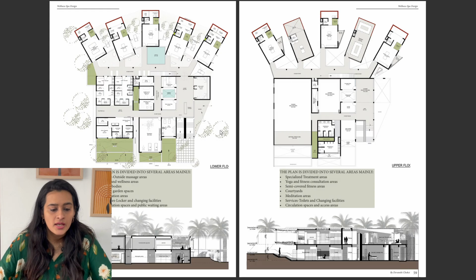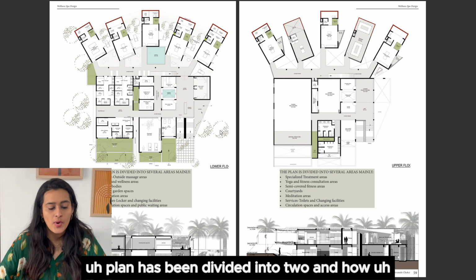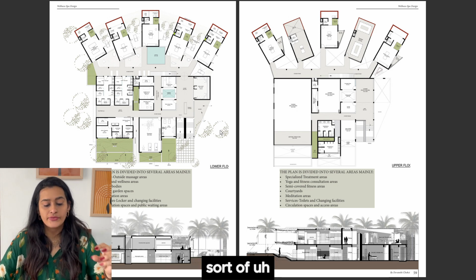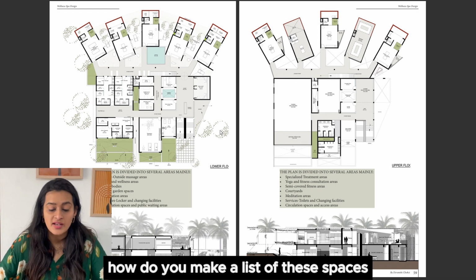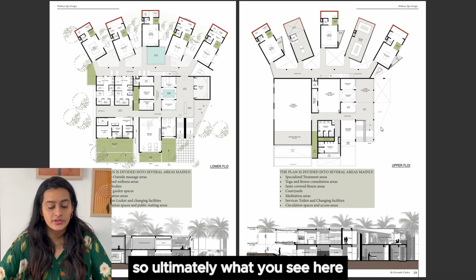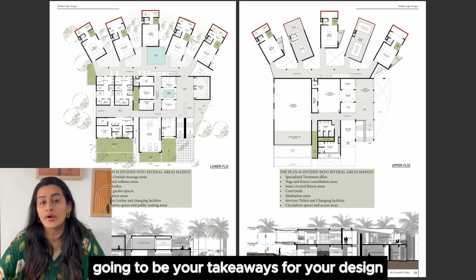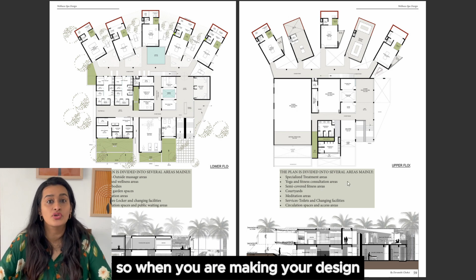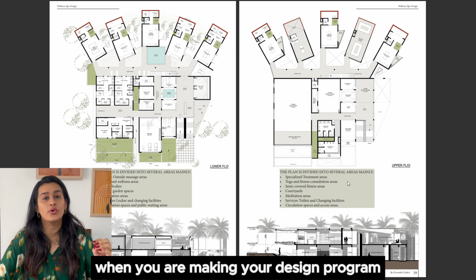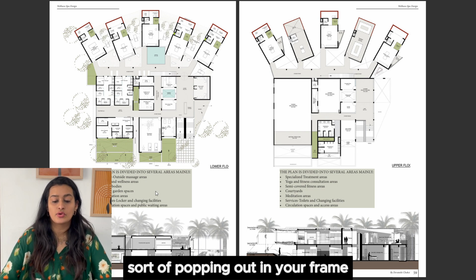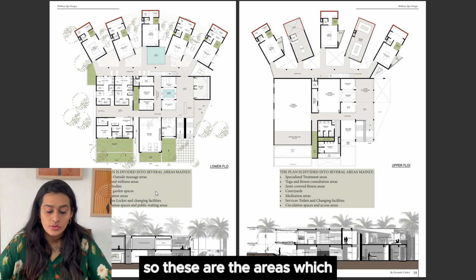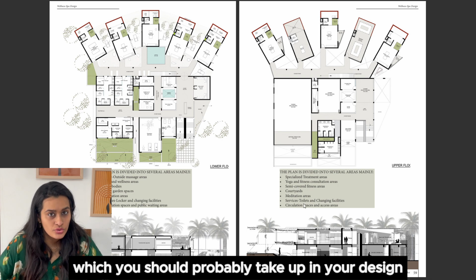Again, the plan has been divided into two, and how have you understood the spaces, and how do you make a list of these spaces. So ultimately what you see here, these are going to be your takeaways for your design. When you are making your design program, these pointers are going to help you immediately because they are popping out in your frame. These are the areas which you should probably take up in your design as well.